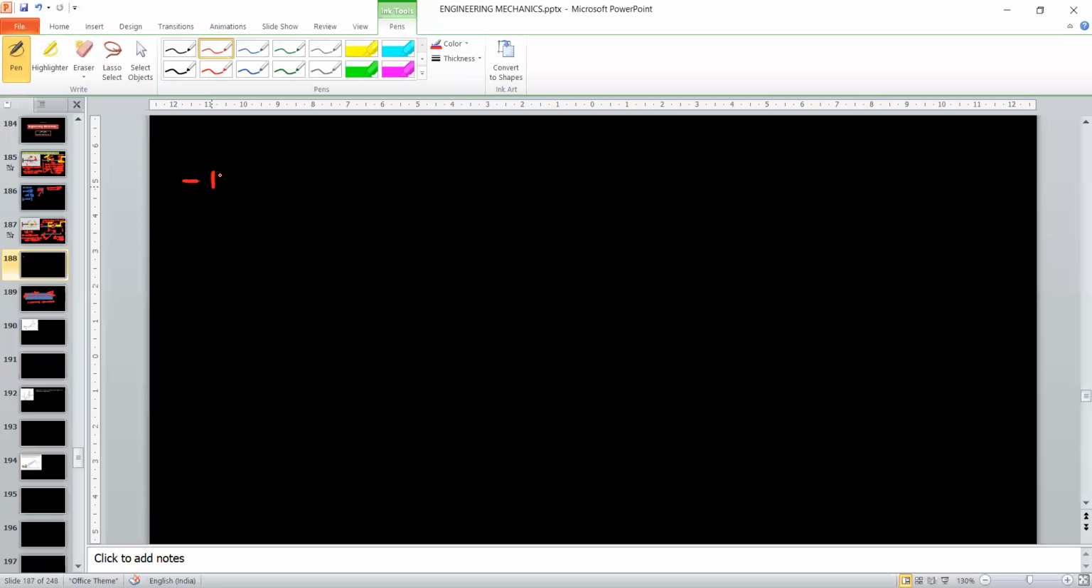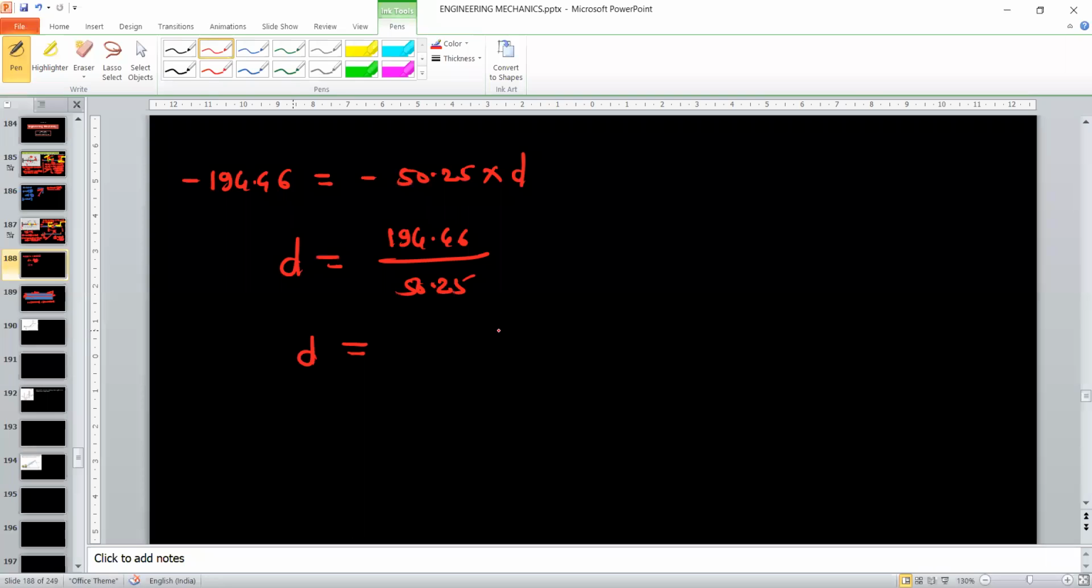So minus 194.46 is equal to minus 50.25 into D, which is the unknown distance. So this minus you can cancel out. So the remaining value is D is equal to 194.46 upon 50.25. So you will get the unknown value D.